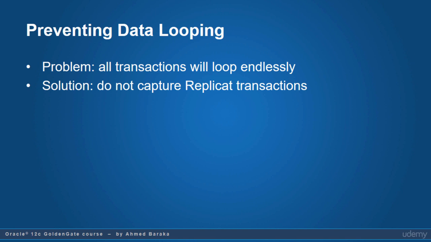As I said earlier, we have a problem of having the transactions looping endlessly in the databases. To solve this problem, you configure the extract to ignore the transactions made by the replicate process. You will learn in the incoming slides how to implement this solution in Oracle GoldenGate.